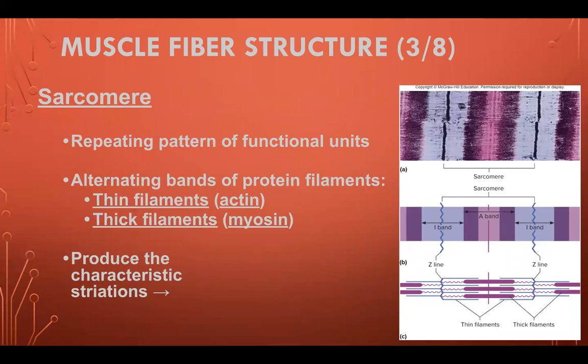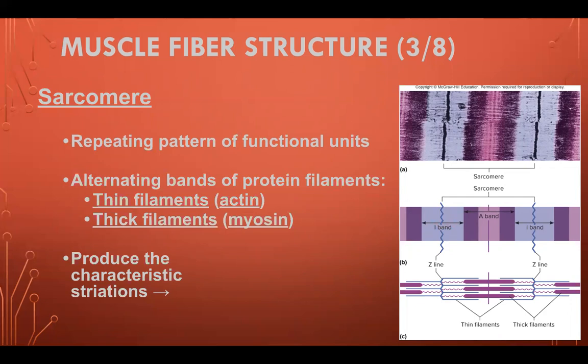Okay, so now let's talk a bit about the sarcomere. So they are repeating patterns. They are the functional units of our muscle fiber. So when the muscle fiber contracts, it's really happening at the sarcomere level, okay, end to end, all the way down the muscle fiber. So each sarcomere is made up of thin filaments and thick filaments.